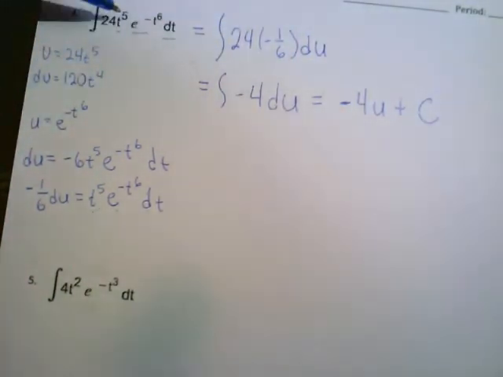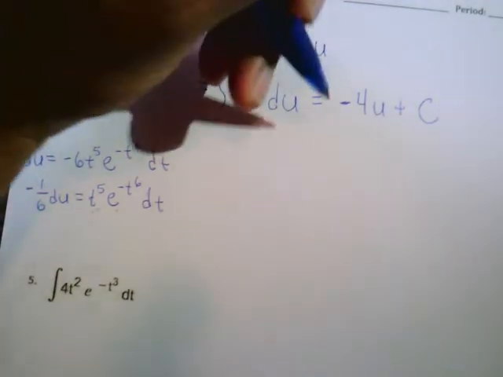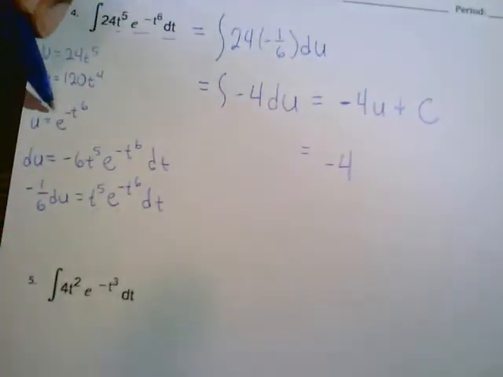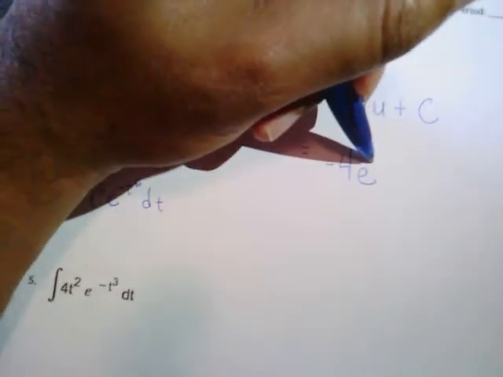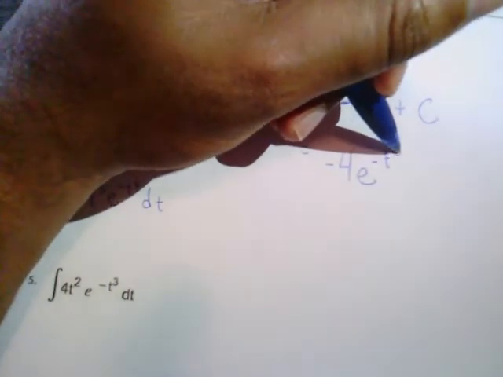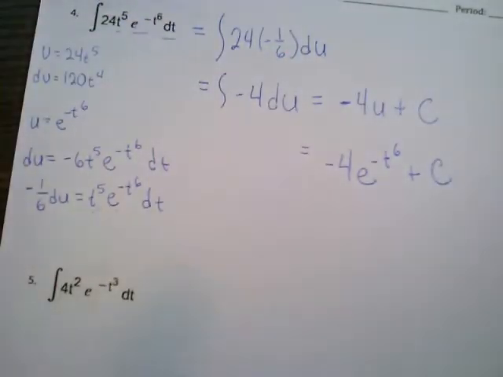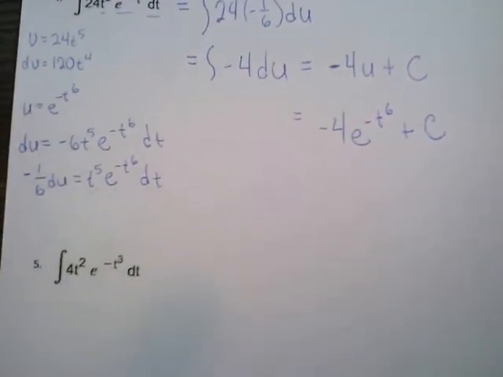So now we just need to substitute back in for our u. So now we have negative 4, and u is e to the negative t to the 6th. So e to the negative t to the 6th power plus c. And there is our answer.